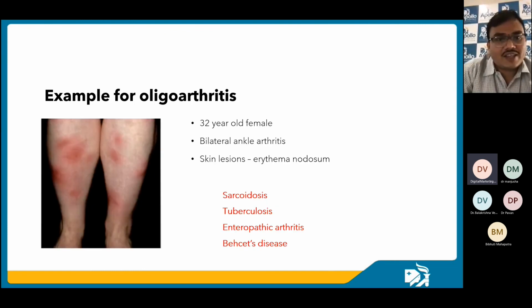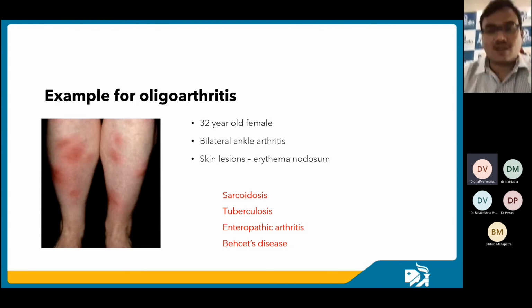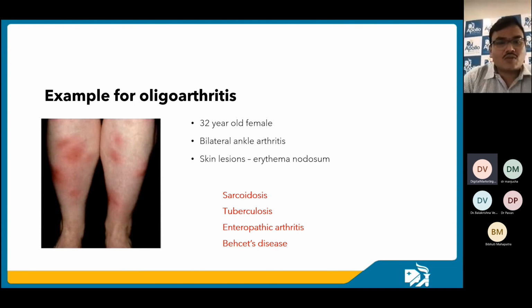And for a single example of oligoarthritis, this is a 32-year-old female who had bilateral ankle arthritis and has presented with skin lesions with erythema nodosum involving bilateral feet. So in this condition, the differentials what we consider are sarcoidosis, tuberculosis, enteropathic arthritis, and Behçet's disease. So I would like to give an example of an oligoarthritis where they can present like this also, like erythema nodosum with ankle arthritis, where the differentials we'll consider are these four: sarcoidosis, tuberculosis, enteropathic arthritis, and Behçet's disease.